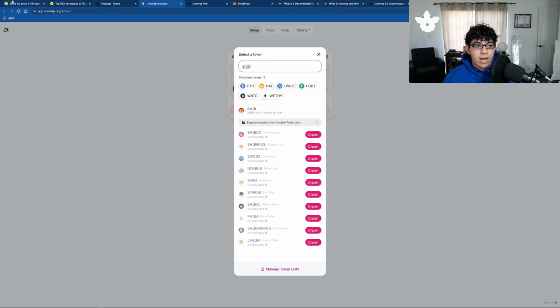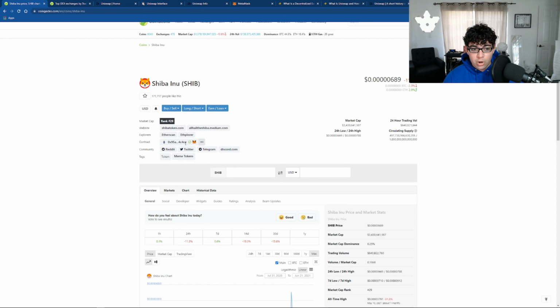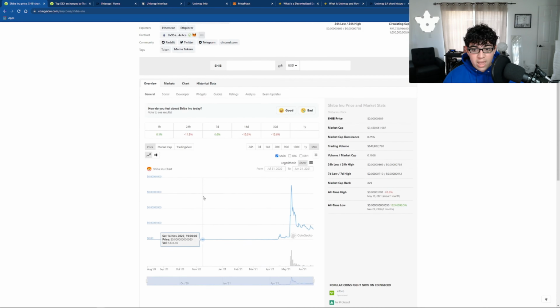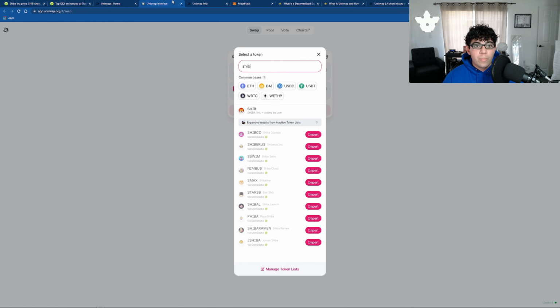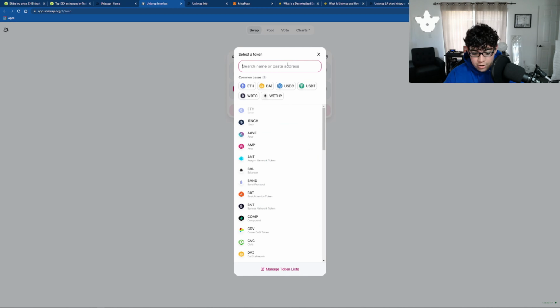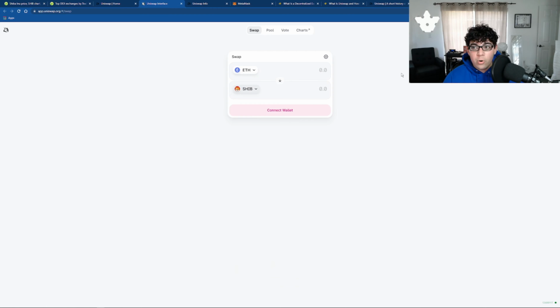So to be safe, I go to CoinGecko. I just copy the contract address right here. That's the official Shiba Inu. And you can verify it with the utility it has right here, the market cap, all the money moving through it. I then go back to Uniswap. And right here, all I got to do is just paste the address. And right here, now I have Shiba Inu. So I just click on it and boom, now I can convert my ETH to Shiba Inu.